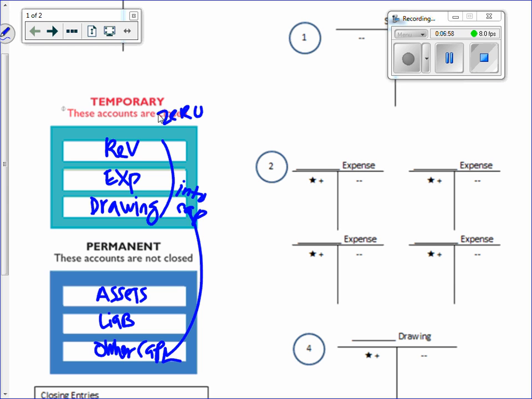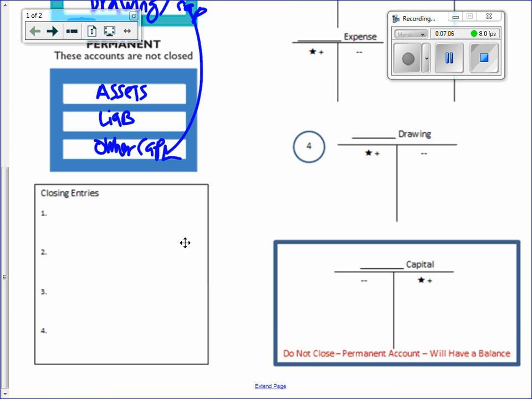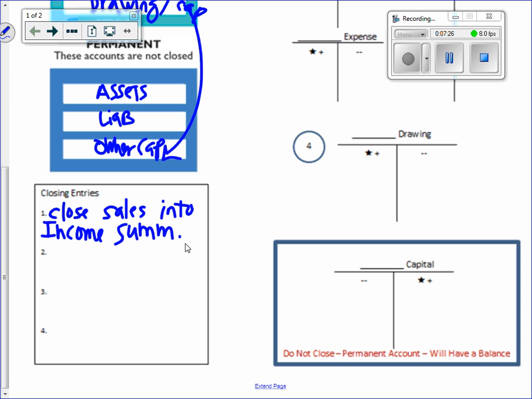Okay. There is an order to do this. Do you have that little order down there? Yes, you do. Do you see my 1, 2, 3, 4s? I've got them pre-labeled. The first thing we do is close sales into, we are learning a new account today, income summary. We'll label that in a minute. The second entry we do is we close, actually, you know what? I'm going to stop there. Let's do the entry first so I don't get ahead of you guys.